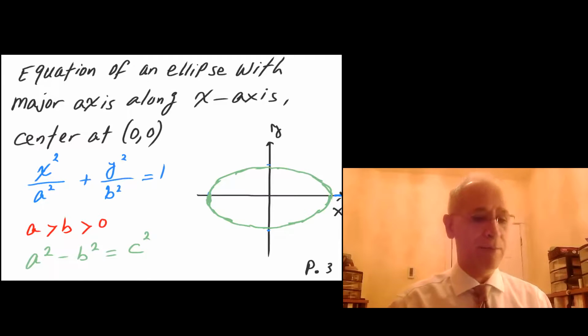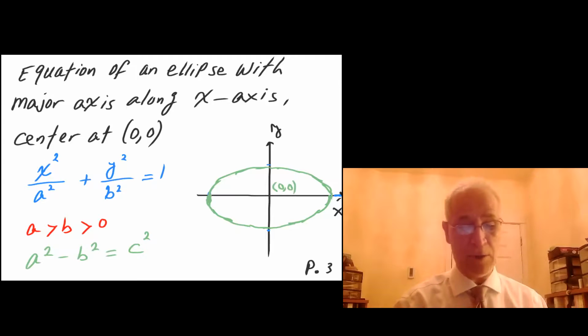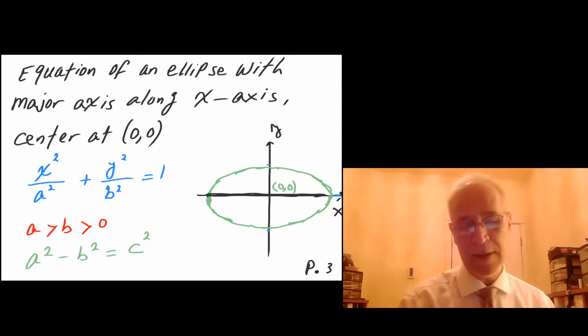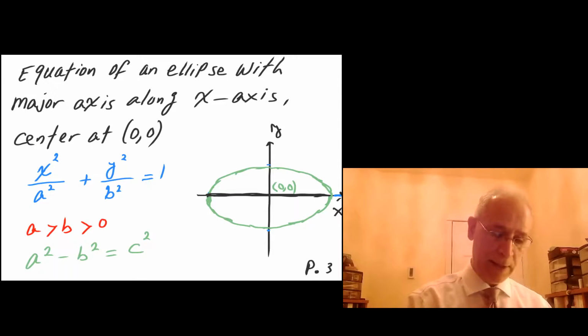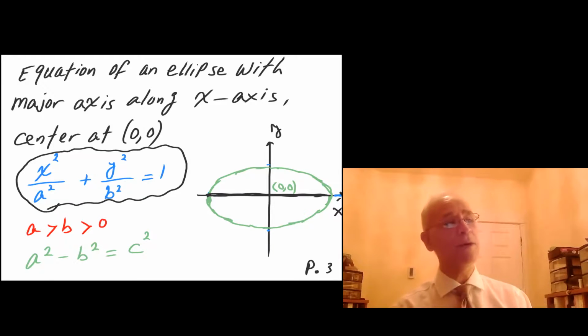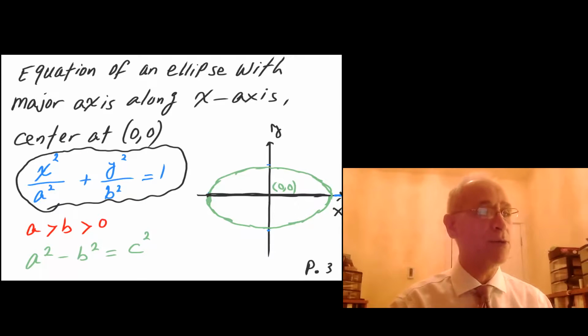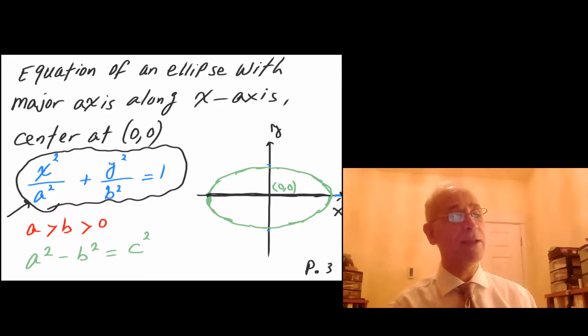If you have an ellipse whose center is here at the origin, at 0, 0, and the major axis, the larger axis, is along the x-axis, then this is the equation of that ellipse: x squared over a squared plus y squared over b squared equals 1. In this case, a is a larger, bigger number than b.